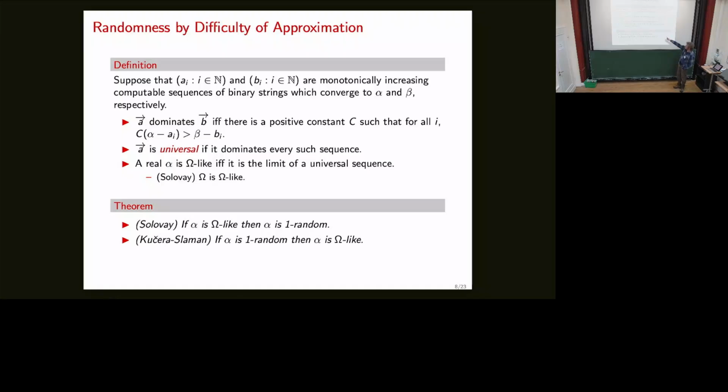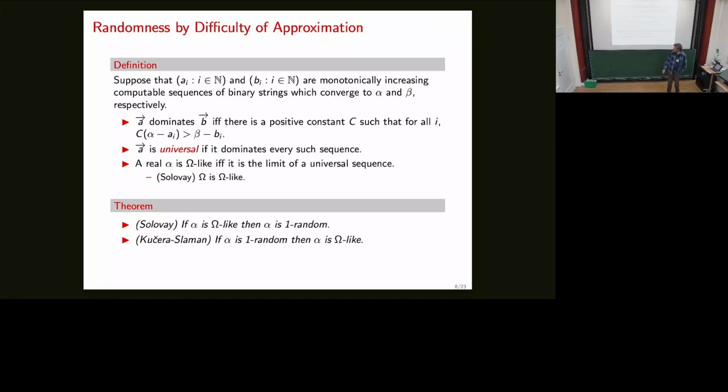This ordering is due to Solovay. So A dominates B if the A's are converging no faster than the B's. A vector is said to be universal if it dominates every such sequence. So it is the slowest converging recursive, monotonically converging sequence. And a real is said to be omega-like if it's the limit of such a universal sequence. And no surprise, omega is omega-like.